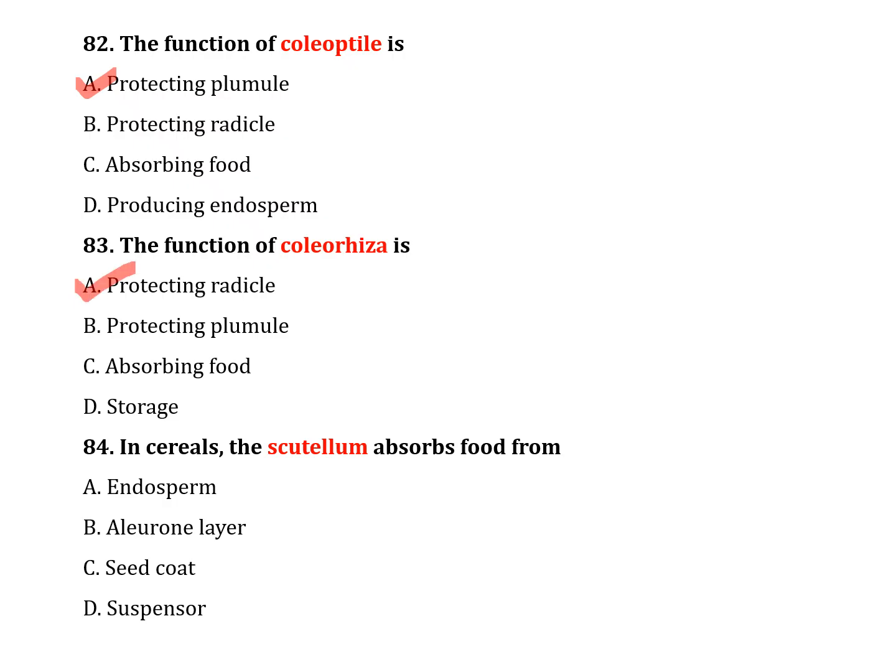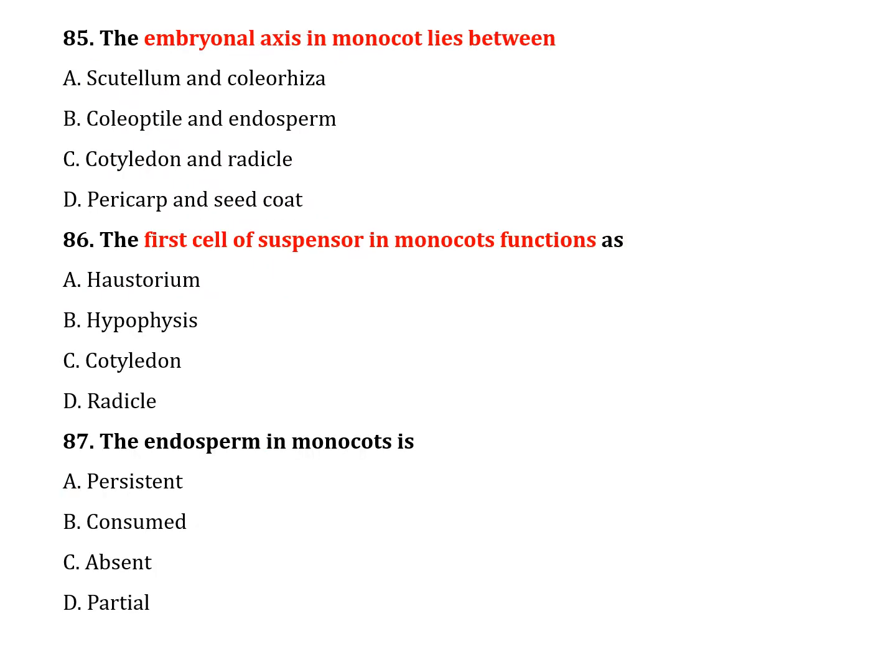The next question, number 84. In cereals, the scutellum absorbs food from: option A, endosperm; option B, aleurone layer; option C, seed coat; option D, suspensor. Correct answer is option A, endosperm. The next question, number 85. The embryonal axis in monocot lies between: option A, scutellum and coleorhiza; option B, coleoptile and endosperm; option C, cotyledon and radicle; option D, pericarp and seed coat. Correct answer is option A, scutellum and coleorhiza.